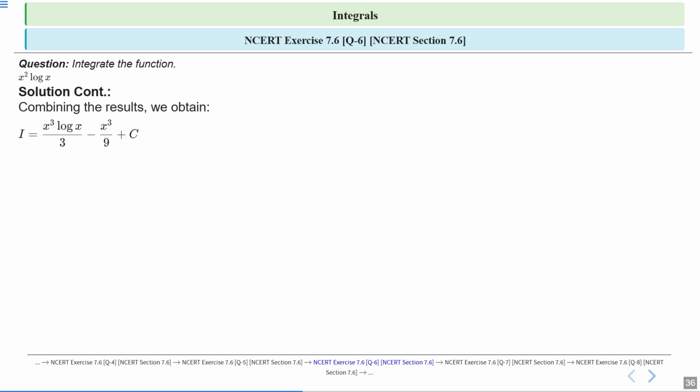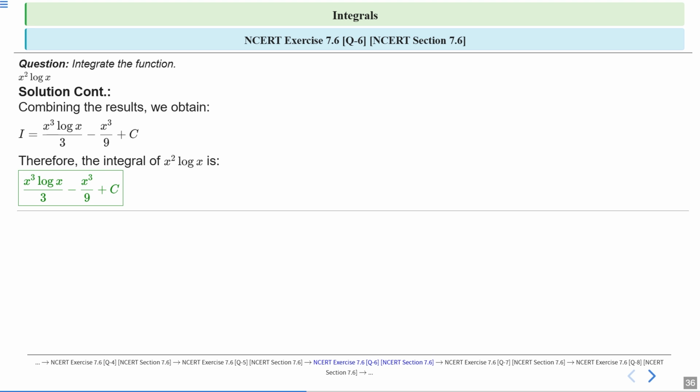Combining the result, we obtain x cube log x by 3 minus x cube by 9 plus c, that is the constant of integration. Therefore, the integral of x square log x is x cube log x by 3 minus x cube by 9 plus c.